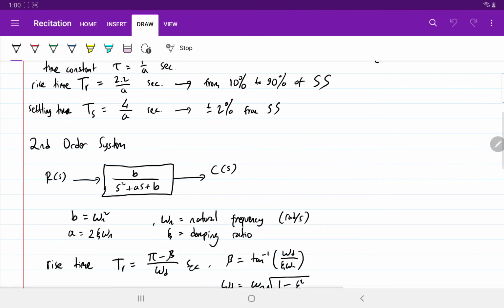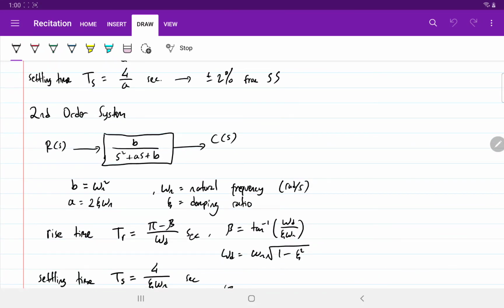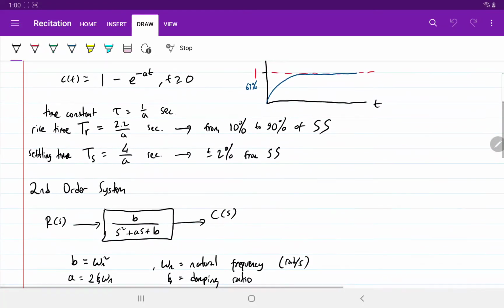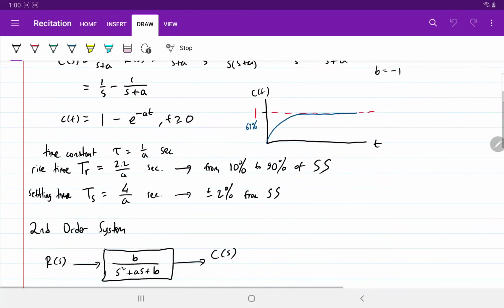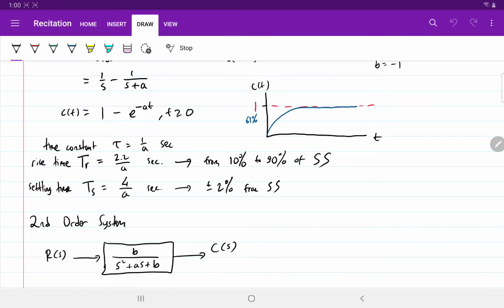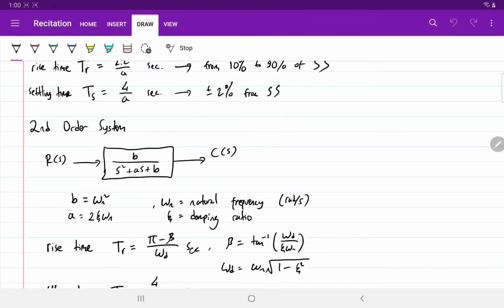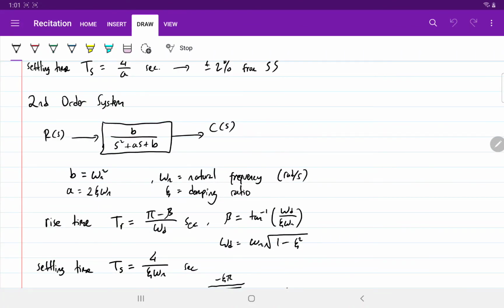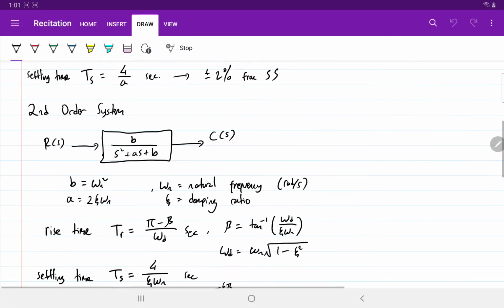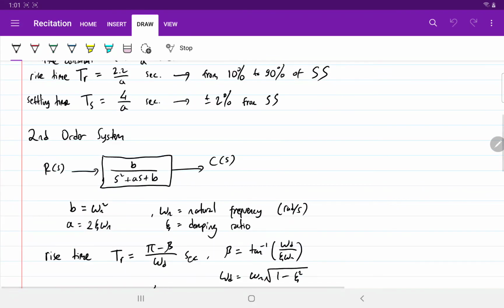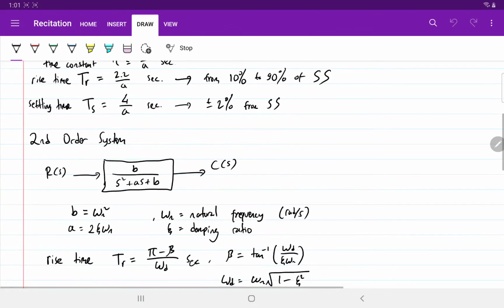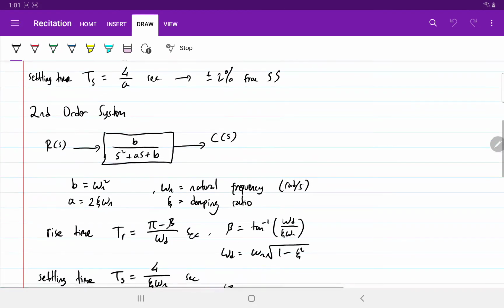Similar to the first order system, we have several measures for the time domain solution of the system given a step input. Okay, so remember that for this time domain analysis, we always assume that the input is a step function, and we want to find the trajectory of the output given this step input. We also have rise time here. So rise time is pi minus beta over omega d. I need to remind you that rise time is the time that it takes for the system starting from 10% of its steady state value to 90% of its steady state value.